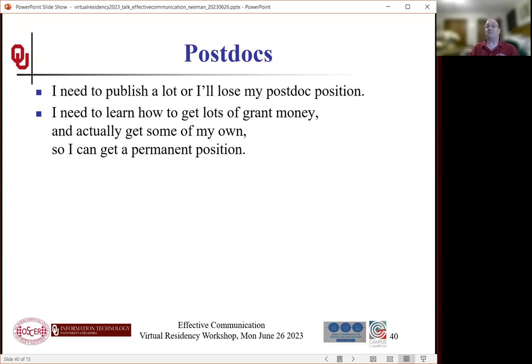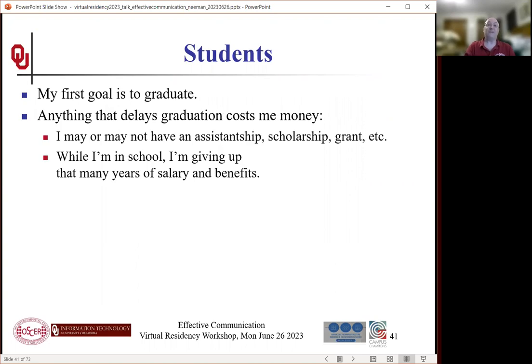Postdocs: I've got to publish, otherwise I'm out as a postdoc, right? I've got to learn how to get grant money because I want a permanent position. And students, well, the number one goal of a student is to graduate, right? That's their job, to graduate. And anything that delays graduation costs money. Maybe they're on a scholarship or grants or loans, whatever it is, but every additional semester is extra money. And the longer I stay in school, the more it's costing, not only in the money I'm paying out, but in the foregone salary and benefits that I would be making if I had already graduated, right?